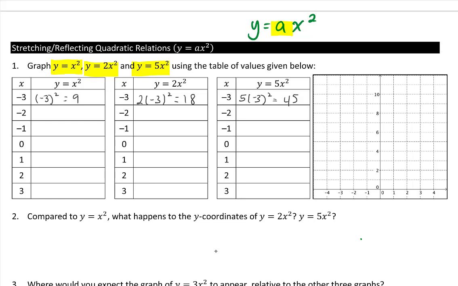So for y equals x squared, if I take negative 3 and square it, that's going to give us positive 9. For 2x squared, following order of operations, negative 3 squared is 9. 9 times 2 is 18. And for 5x squared, again following order of operations, negative 3 squared is 9. 9 times 5 equals 45. So take a moment now, pause the video, and complete each table of values.